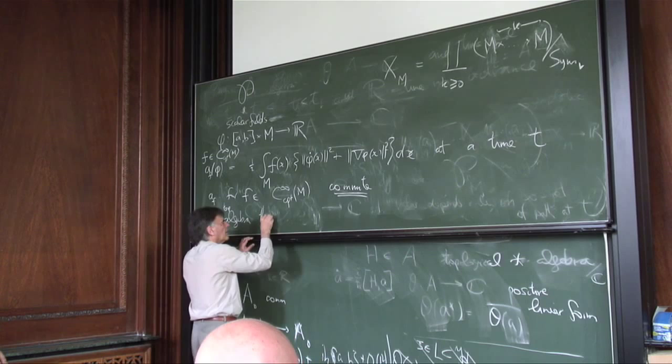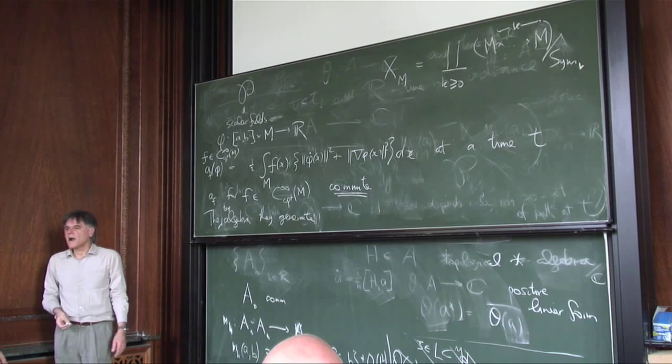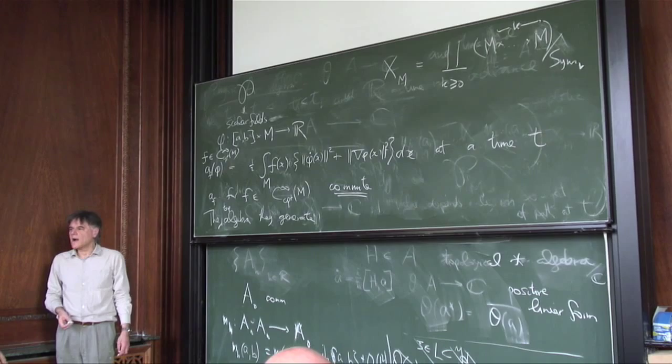Sorry, what does commute mean in this context? Sorry? What does commute mean? I mean, AF is a function that takes a scalar field and puts out a real number.